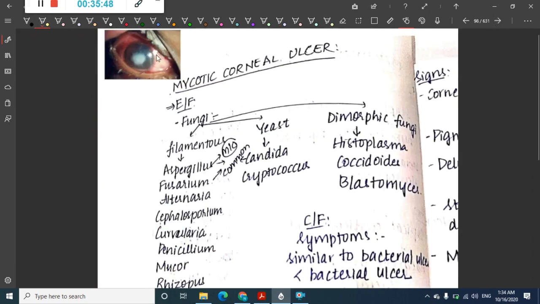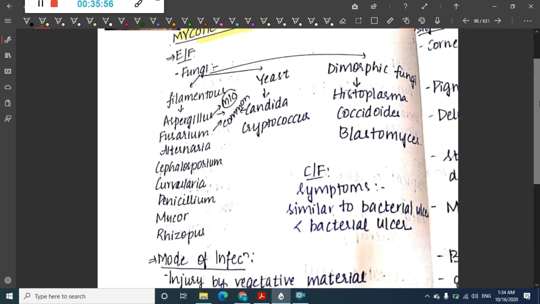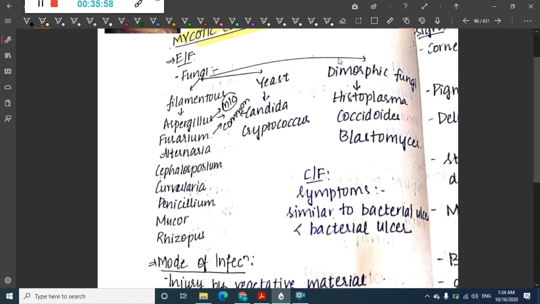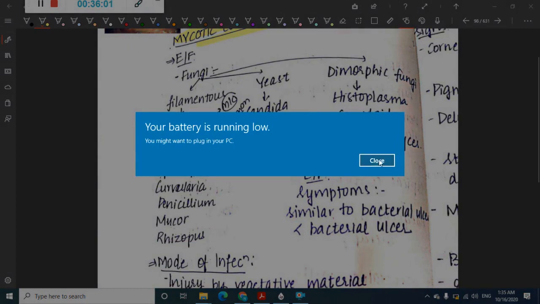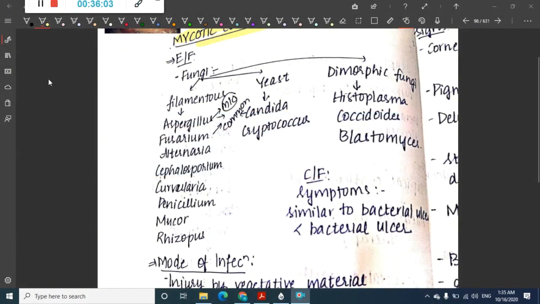Then let us now learn some points about mycotic corneal ulcer. In mycotic corneal ulcer, first we have fungi. It is mainly caused by fungi, which can be filamentous fungi, yeasts or dimorphic fungi.